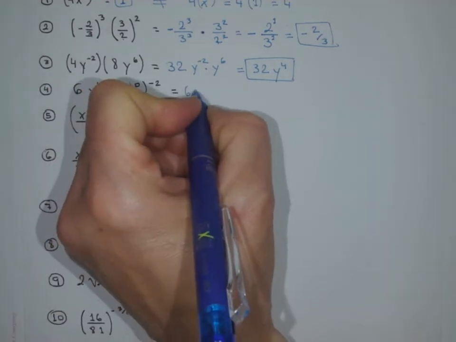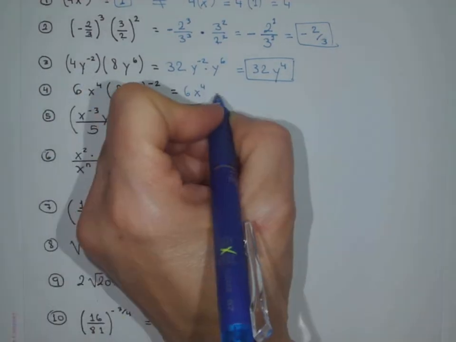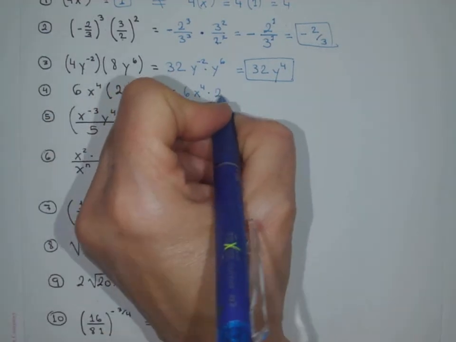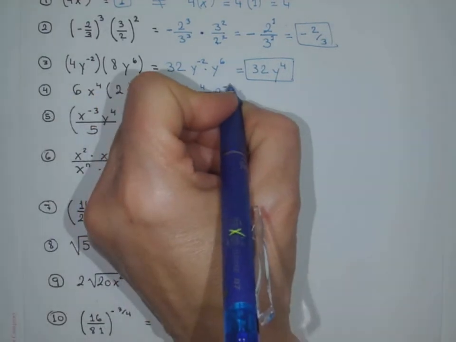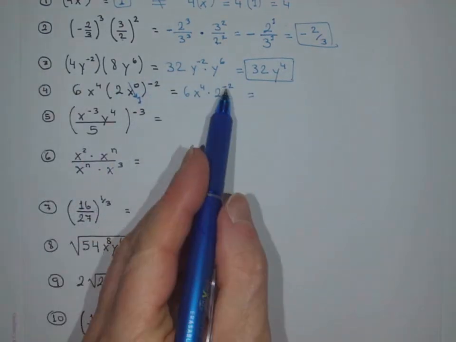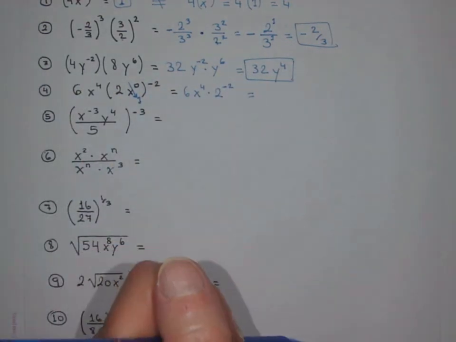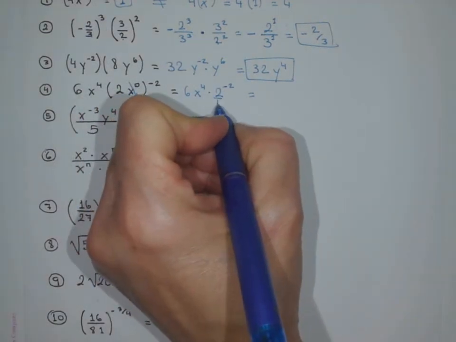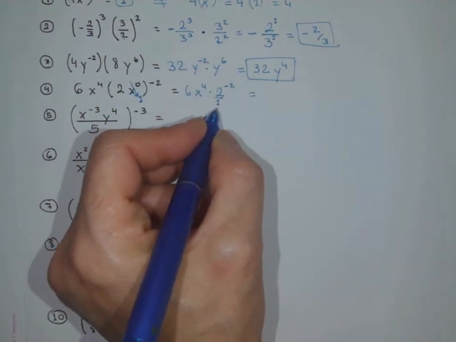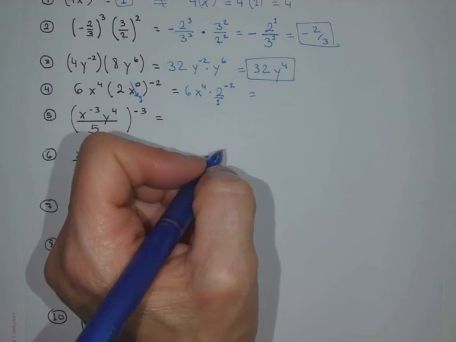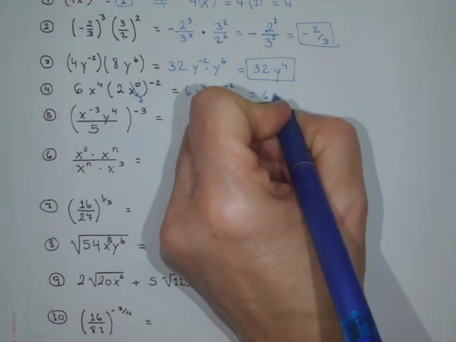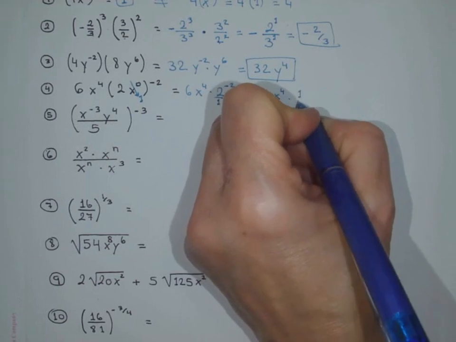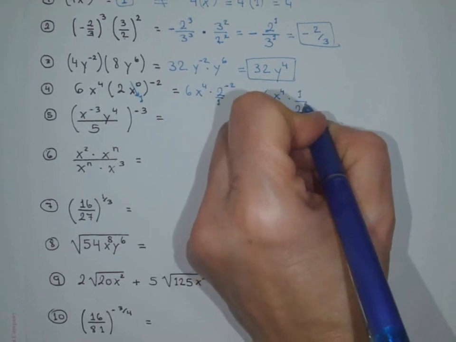So we have 6x to the 4th times 2 times 1, which is 2, and that's to the negative 2 power. A negative power means we need the multiplicative inverse. So because that's a 2, we're going to write it as 2 over 1, and then we're going to flip that fraction, right, the multiplicative inverse. So that will be 6x to the 4th, and that becomes times 1 over 2 to the second.